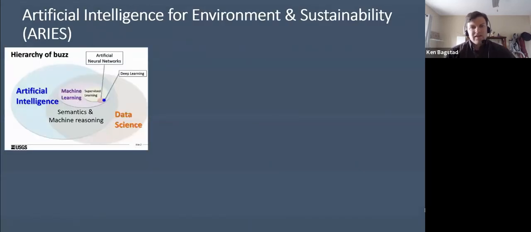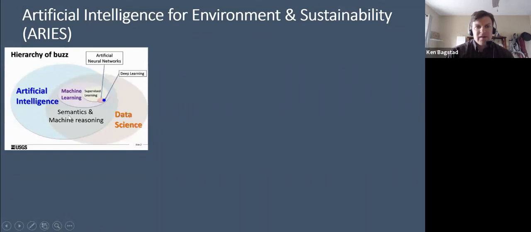So what ARIES does, in a single slide, is it uses artificial intelligence. And when people hear the term AI these days, almost always they're thinking and talking about machine learning, and specifically tools like deep learning and neural networks. Those are very popular. They're being used all over science, but they're not the entirety of artificial intelligence. And what we use are some critical, in our mind, AI technologies called semantics and machine reasoning in order to do this.